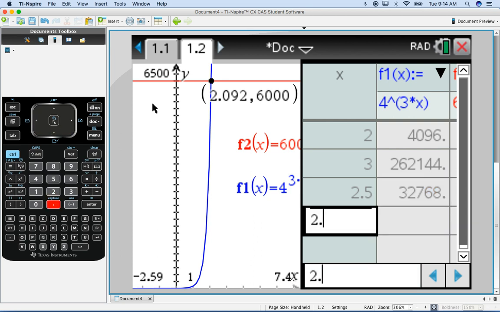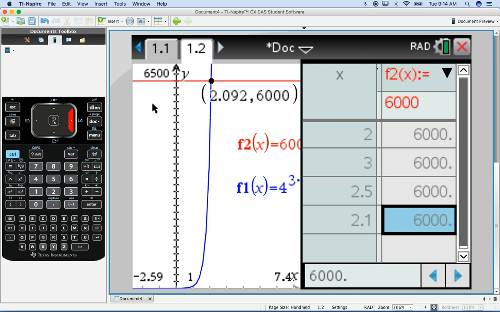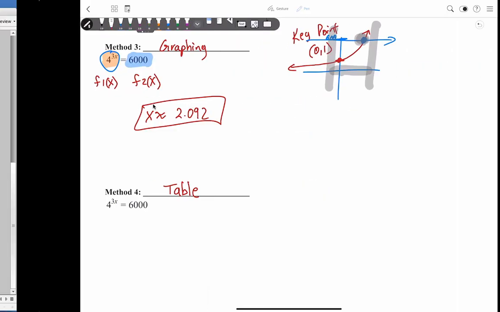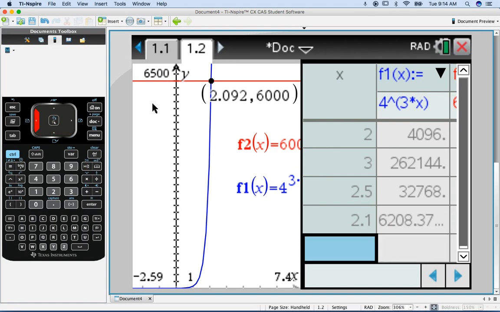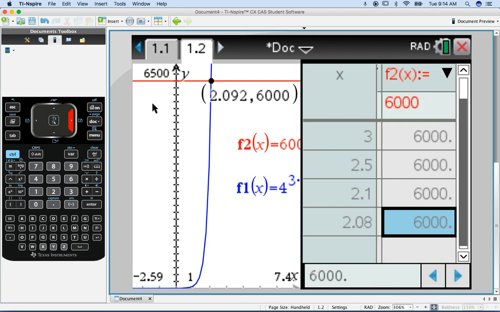So if I say like 2.1, it gets closer and closer and closer to the answer. And you see 6,000 and 6208. They're getting closer and closer. Again, we already know the answer is 2.09. So you would play around with this and say 2.08. And you see now it's a little bit less than what the right side says is 6,000.